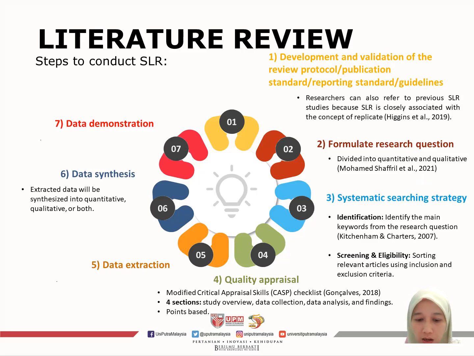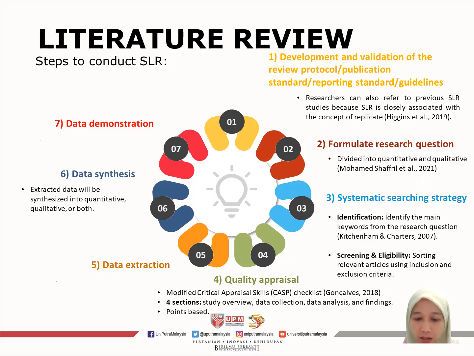There are 3 phases in this step, namely the first one, identification, the second one, screening, and the third one, eligibility. During the identification phase, researchers can identify the main keywords from the research questions. Once the keywords are identified, they can be enriched to form inclusive search strings. Usage of multiple databases and manual searching techniques are encouraged to ensure maximum coverage of the article searching process. The screening and eligibility phases are done by sorting the relevant articles using the inclusion and exclusion criteria.